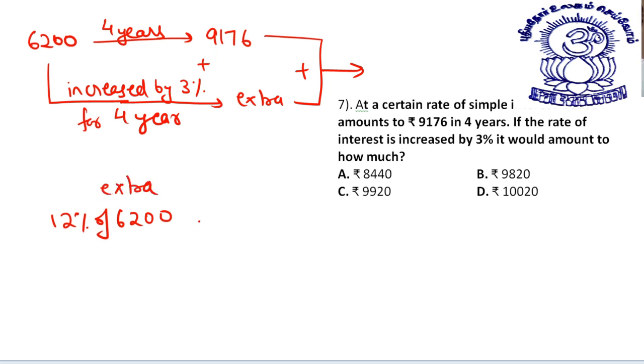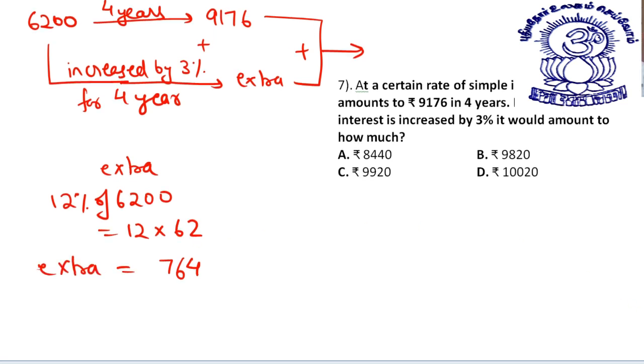Or I can say this is equal to 12 into 62. So how to multiply this? First of all, 2 into 12 will give me 24, 2 carry. 6 into 12 gives me 72. 72 plus 2 is 74, 744. So this is extra.